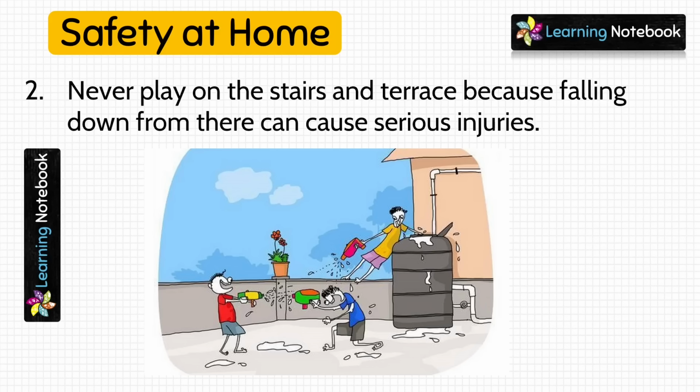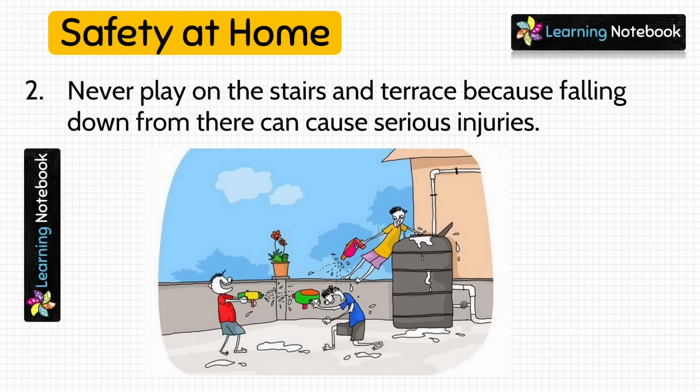Now next is kitchen. Kitchen is the riskiest place in the house where most of the mishaps happen because there are sharp objects in the kitchen like knife, scissors, and then there are also hot pans. You must have noticed your mother asking you to be very careful around the hot pans in the kitchen.